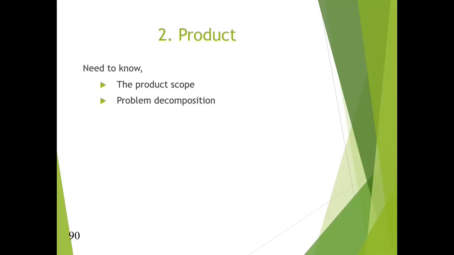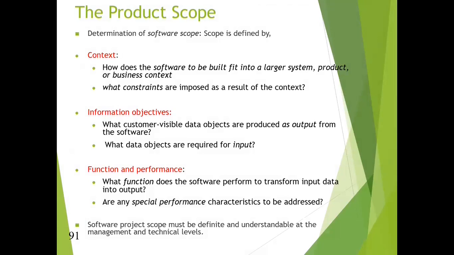And next, P is product, right? So you need to know about the product scope and problem decomposition. What is the product scope? How can we determine it? Define scope by context, information objectives, and function and performance. By considering these 3 points, you can identify the scope of your product.